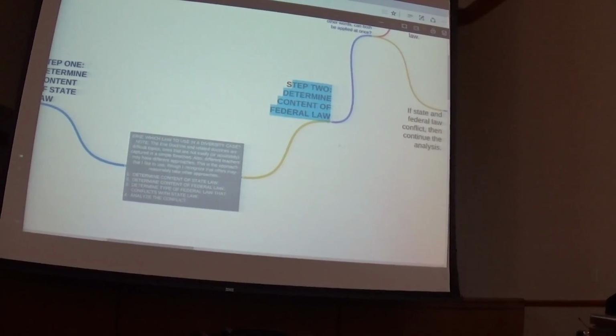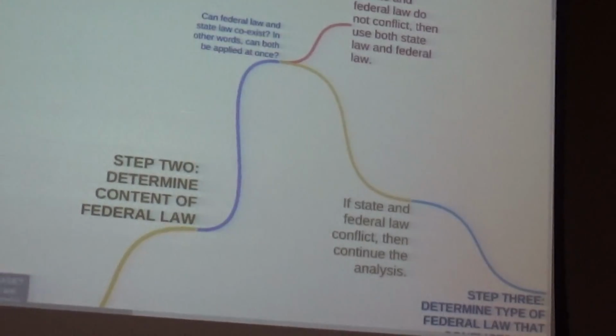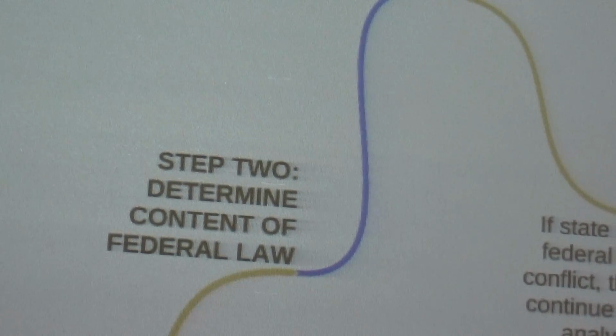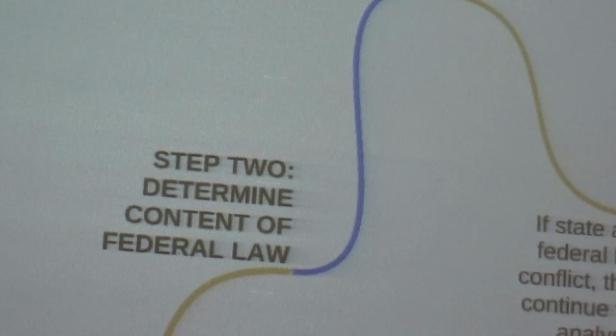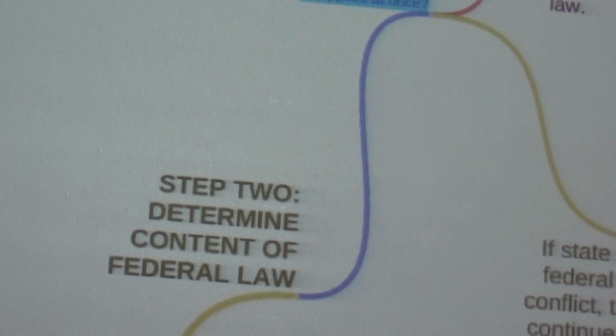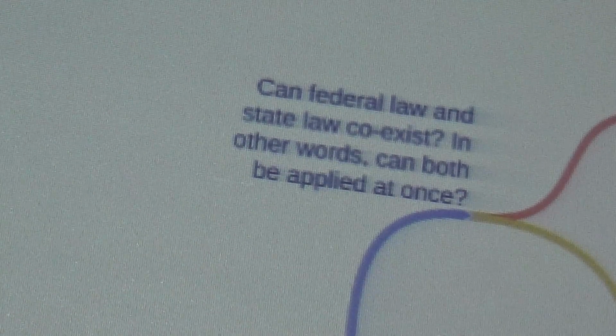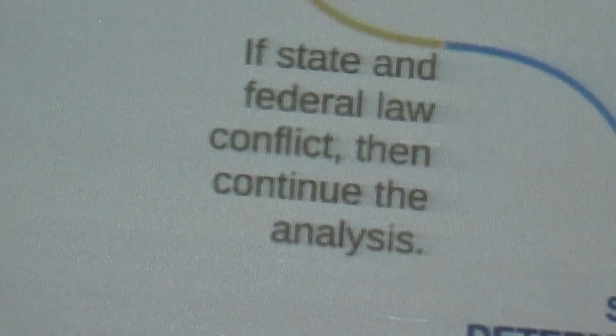Now we've got to determine the content of the federal law. And again, that might be the U.S. Constitution, it might be a statute, it might be a federal rule, it might be judge-made law or something else. Well, the first question to always ask yourself is, can the federal law and the state law coexist? Can both be applied at once? Problem number 1 of the problem set is like that. P sues D under a state cybersquatting statute and under a federal cybersquatting statute as well. There's no reason why these two laws can't coexist, and you could use both. But what if they do conflict? Then you need to continue the analysis.